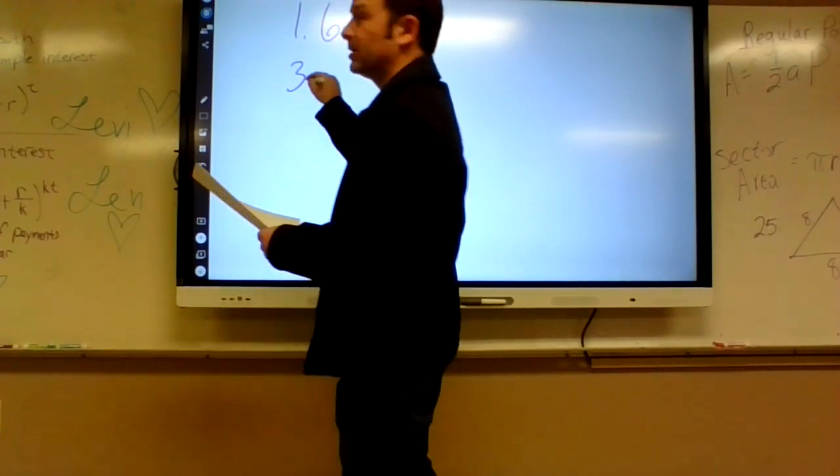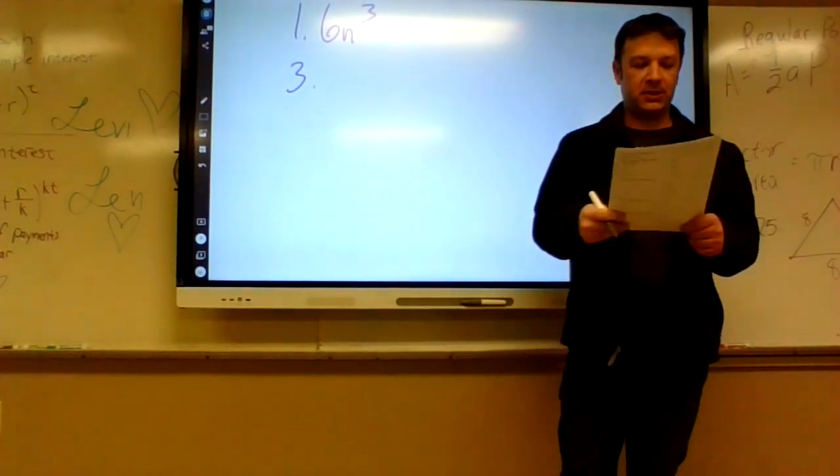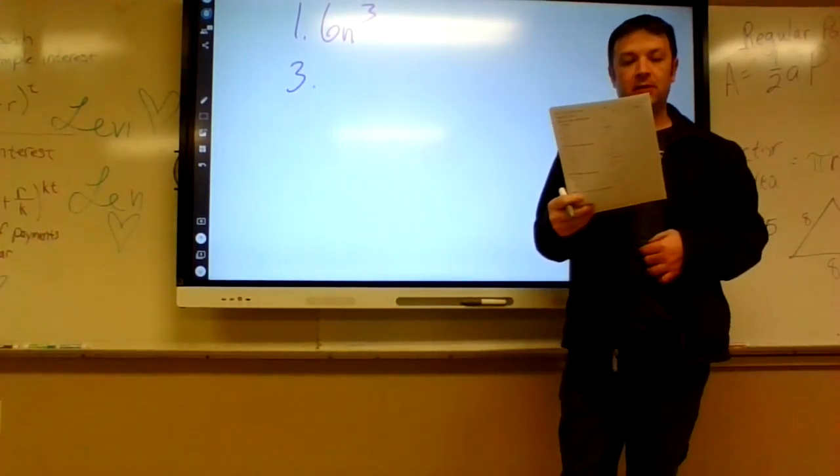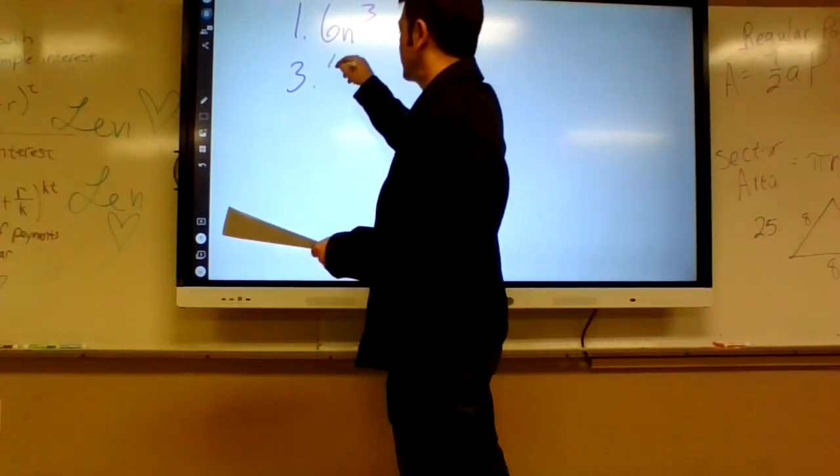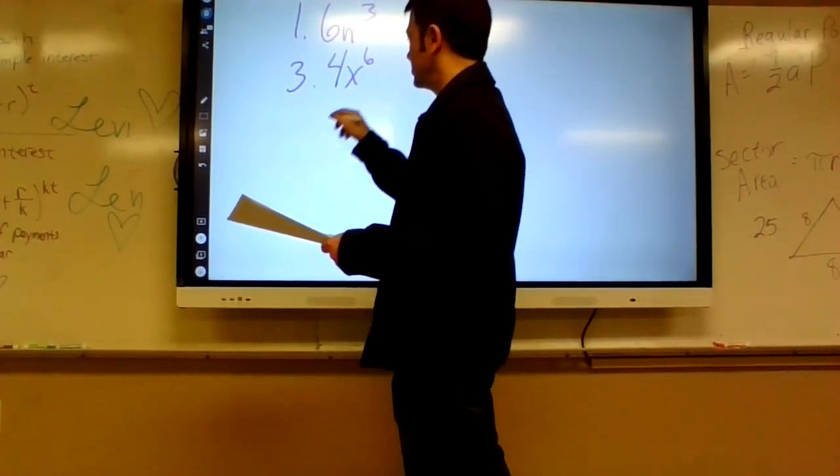4xn cubed. Number 3, let's go clockwise. Eli. 4x is 6. Right, just add the exponents, right? X times x, add the exponents.